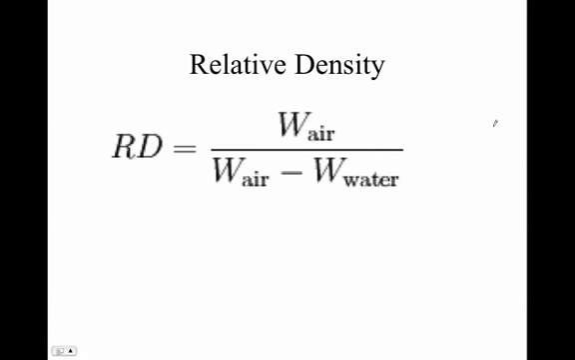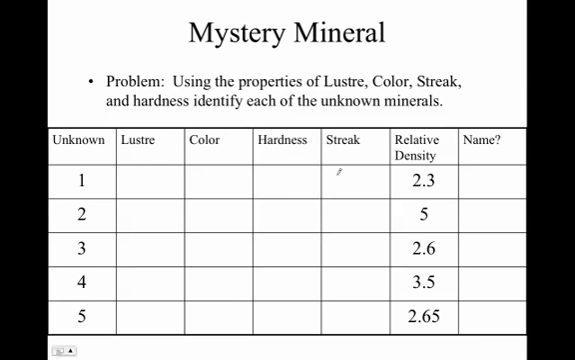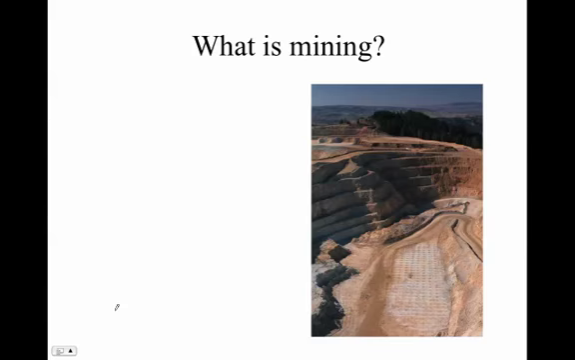Here's a formula that we use to find the density of a mineral, or the relative density. We take its weight in newtons in air, and we divide it by its weight in air minus its weight in water. And so you're going to practice using all these characteristics to find the identity of 5 unknown minerals in the lab. Let's talk about mining.